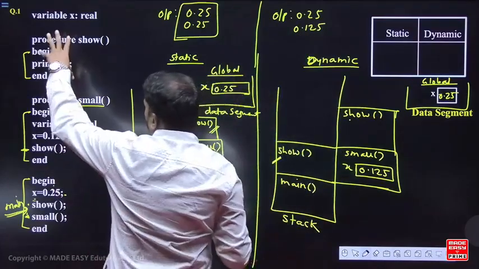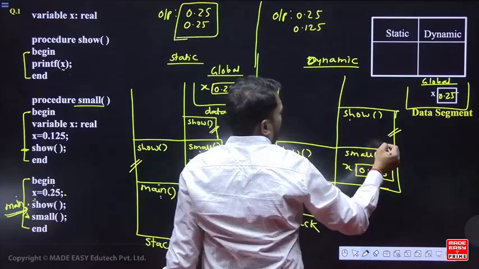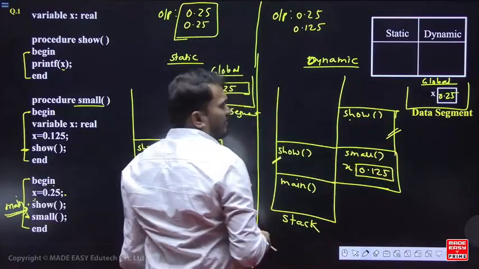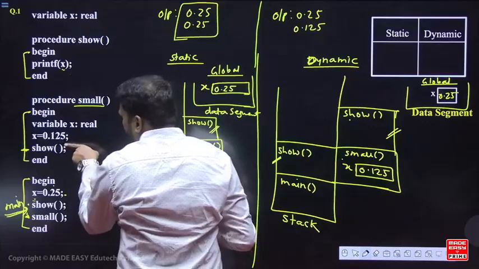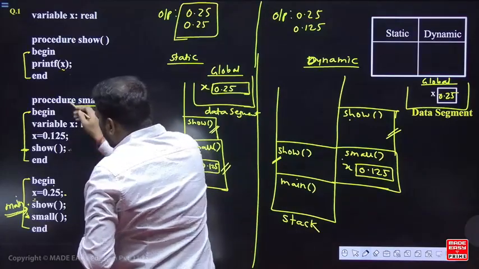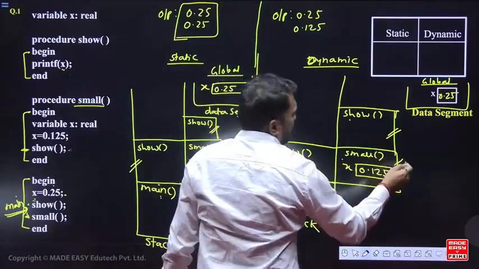And next, now show function completed, that is deleted from the stack. Go back to previous calling function. So who called the show here? Small. Now look at here, small. From here you went, now small also completed, this is deleted from the stack.